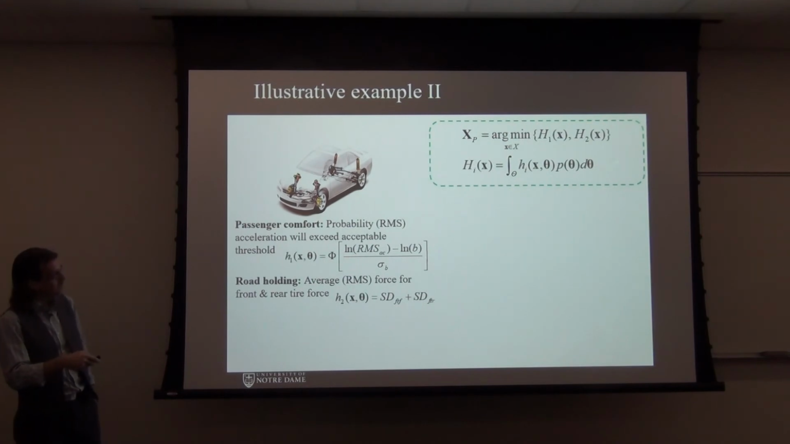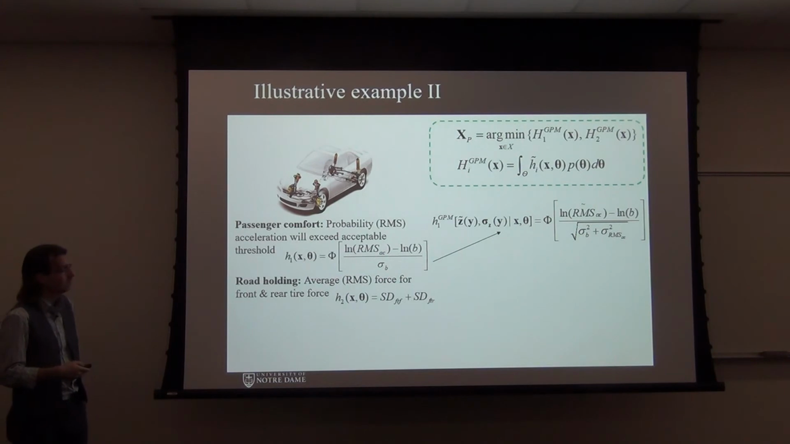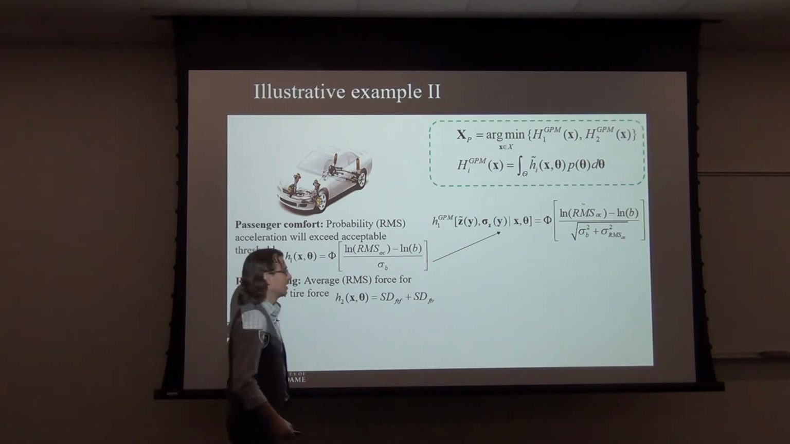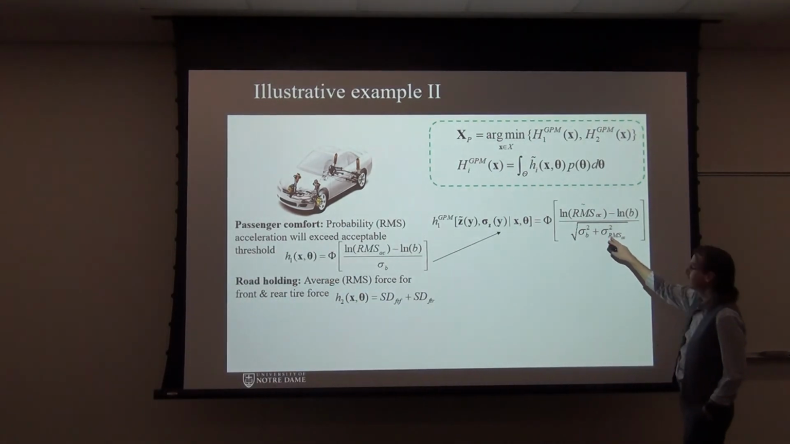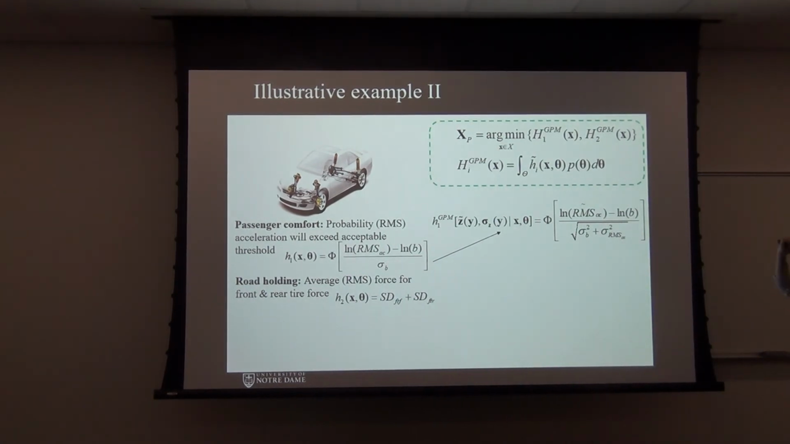Remember that this is our initial objectives, and we're going to modify them, incorporating explicitly the prediction error of our meta model. And this is how the modification looks like. So for your objective one, you now have an increased variance in the denominator, where this is the component that comes from the variance of your predictive error. So this is how you explicitly incorporate and propagate the uncertainty from the meta model into your modified performance objective. For the road holding, because you have the expected value of your response, the prediction error, because it's zero mean, doesn't show up.